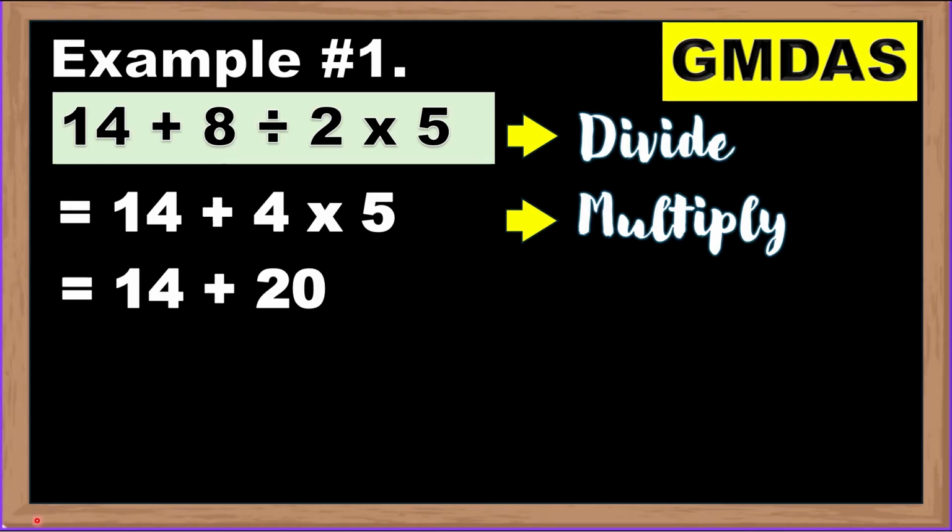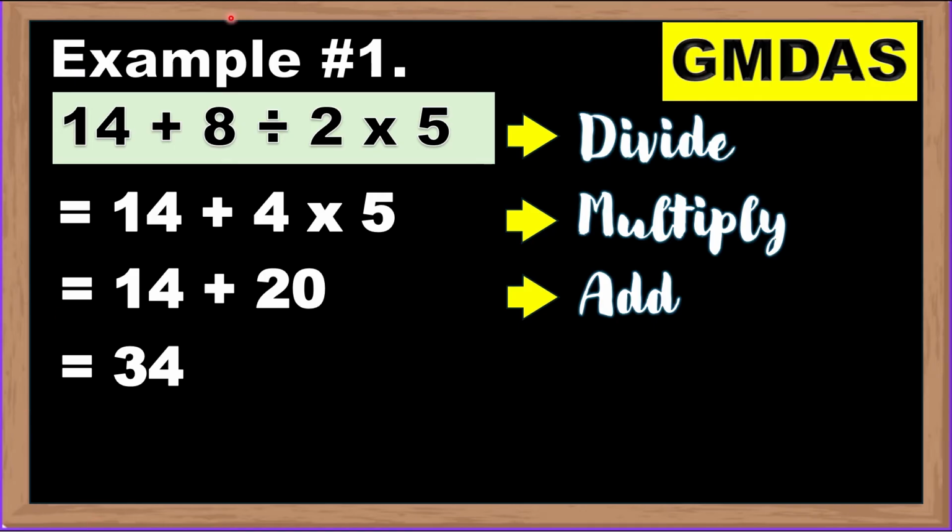And finally, we do addition. So we add 14 plus 20 equals 34. So the final answer is 34.